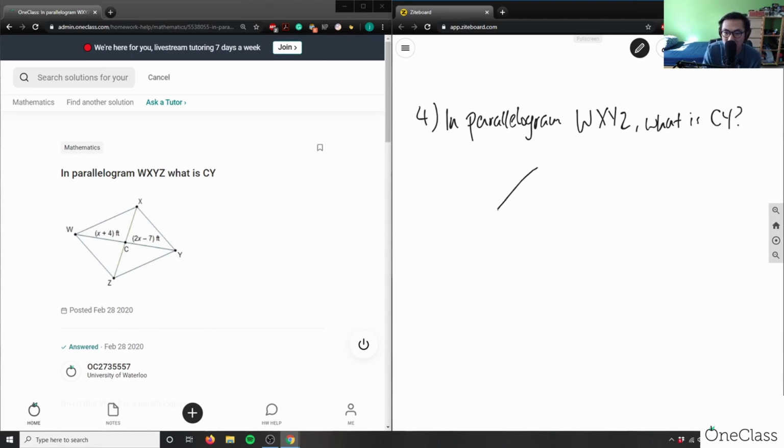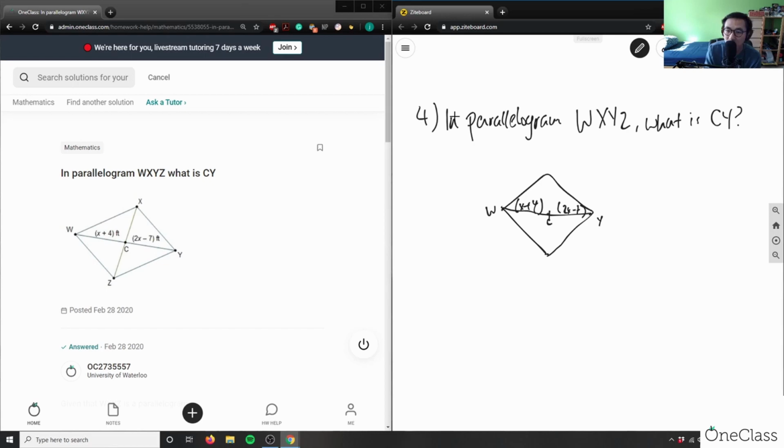I don't know if I can draw this nicely, but I will try my best. That's not very good. All right, that's the best I'm gonna do. And this is the point from the center, C, and this is Y. This here is W, and it's saying from here to here is x plus 4, and from here to here is 2x minus 7.